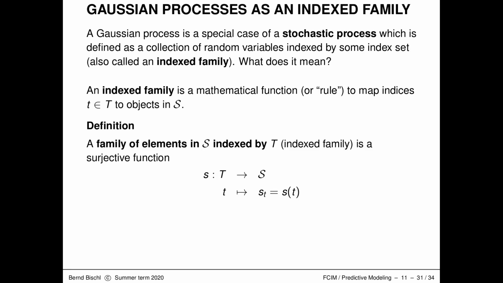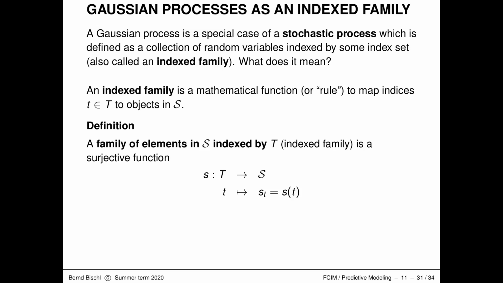Some final comments about Gaussian processes as an indexed family, and to connect them a bit more with stochastic processes. So a Gaussian process is a special case of a stochastic process, and as you may or may not know, a stochastic process is defined as a collection of random variables, usually a dependent collection of random variables, which are indexed by some index set. And we sometimes also call that an indexed family in maths.